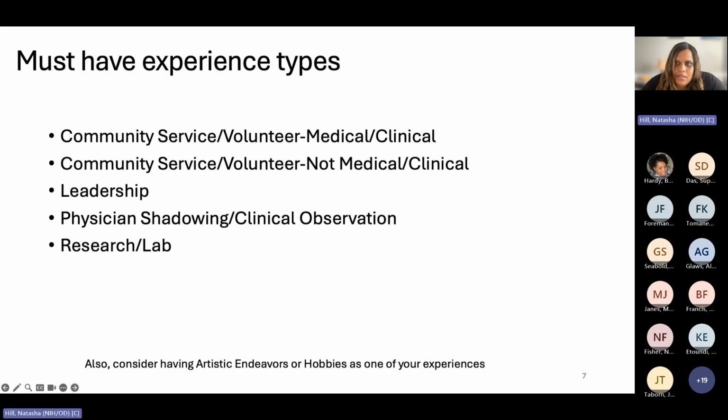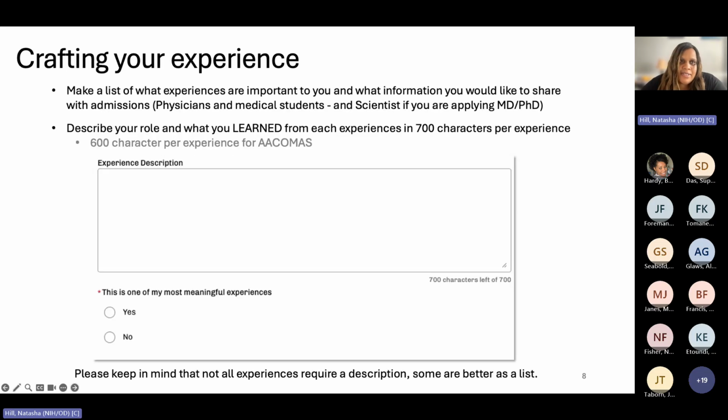committee. So when you're thinking about crafting these experiences, think about maybe starting off with a list of the experiences that are important to you, right? So think about what's important to you. Where did you have the most growth? Learn the most, that were the most significant to you for whatever reason, right? And think about what information you want to share with admissions.